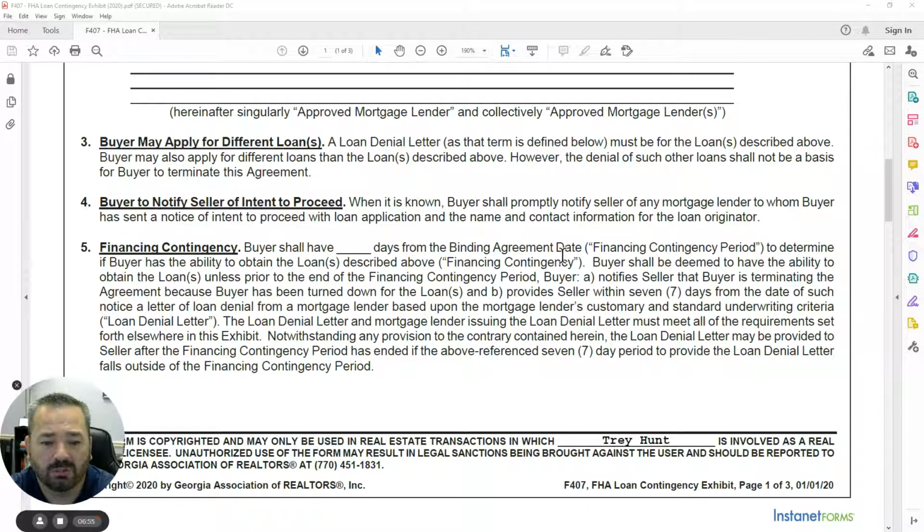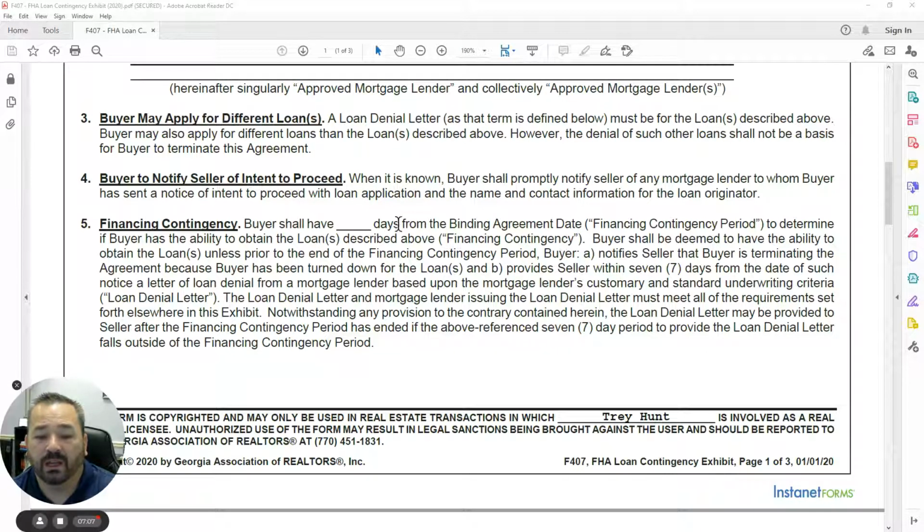Okay, but just make sure you have trust that that lender is going to be able to deliver on that commitment. 28 days is much safer. Okay, but buyers shall have 28 days from the binding agreement date to determine if they have the ability to obtain the loan. Okay, if they cannot obtain the loan, in order for our clients to retain their earnest money, there's a few things that need to happen.